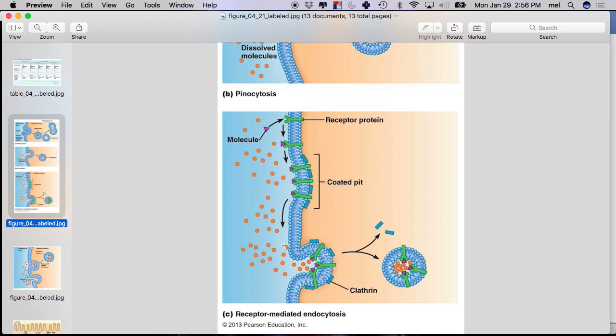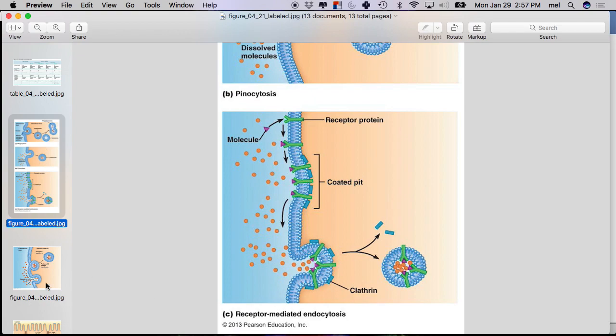So you're going to wait until they bind, however many, will trigger endocytosis, and then you'll do endocytosis, and you're going to bring this in, a bubble that has whatever you were looking for in it. Usually this is not what you do with waste products. This is something that you needed inside the cell. So this is called receptor-mediated endocytosis, and it's slower than Christmas, but sometimes it's necessary.